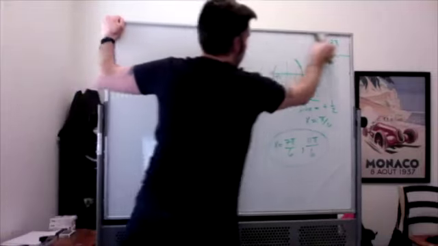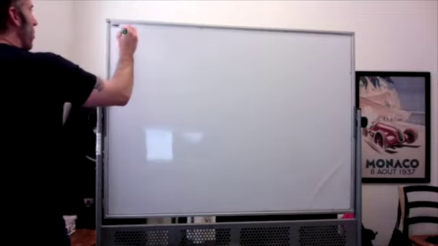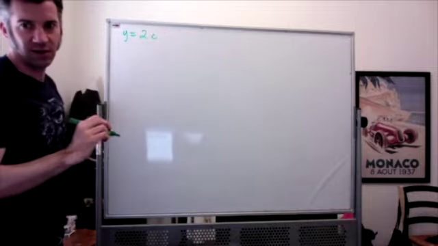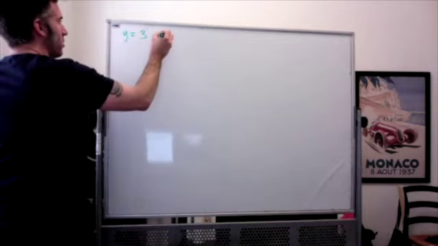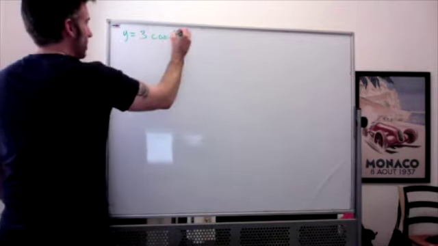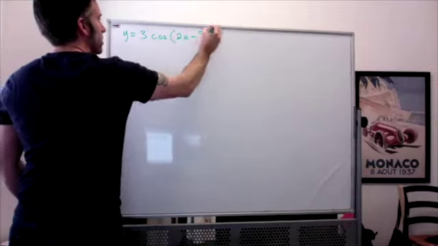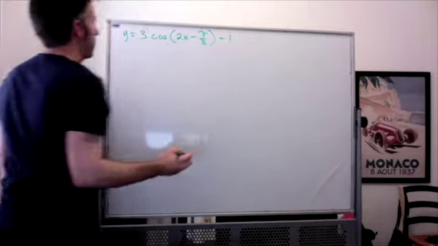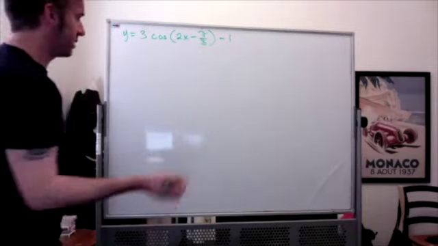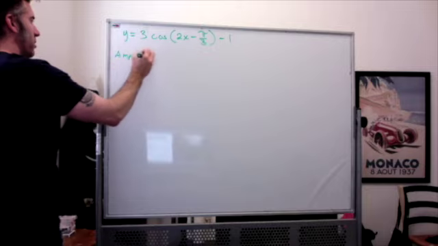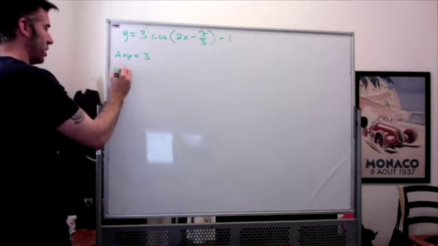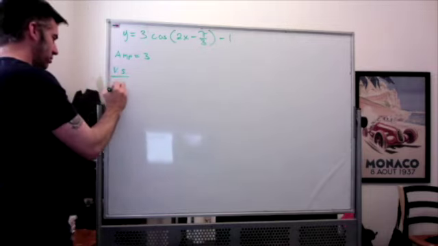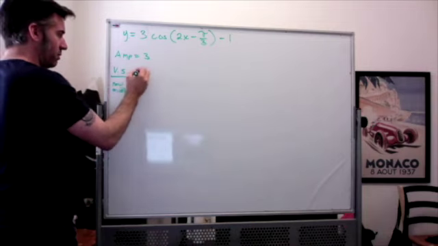Let's look at this next example. So the next example is going to be y equal to, I'm going to use a different number in front just to avoid any confusion, 3 cosine of 2x minus pi over 3, minus 1. Okay, so again, like in the previous example, our amplitude is still 3. Our vertical shift, which I'm just thinking of as the new middle, is going to be negative 1, so down 1.